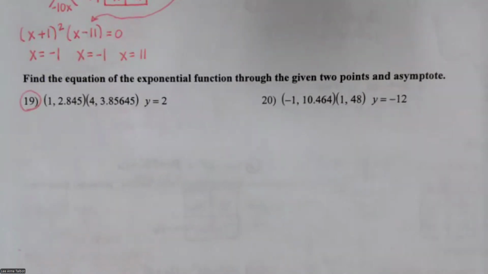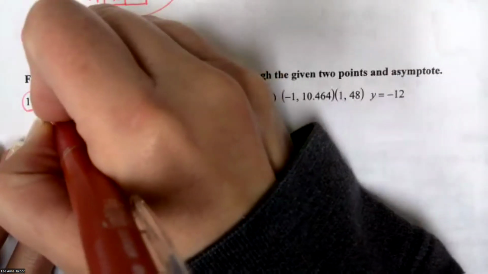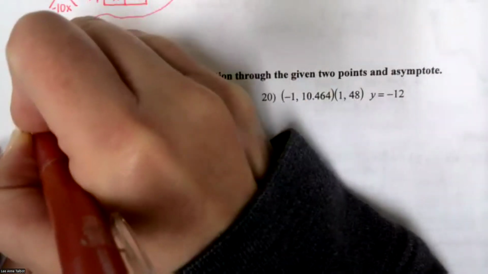Okay. Find the equation of the exponential through 2 points and asymptote. Okay, asymptote, undo it on the y's.